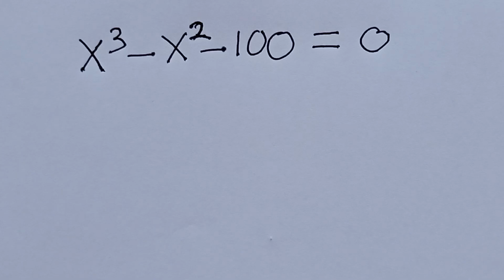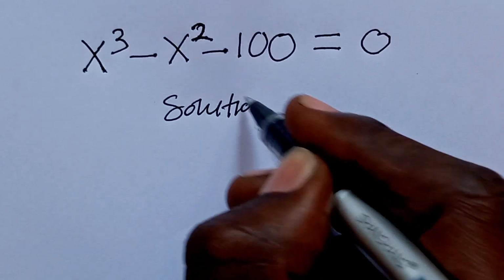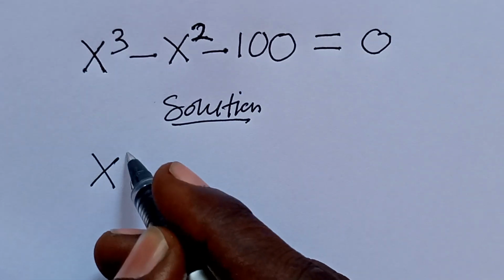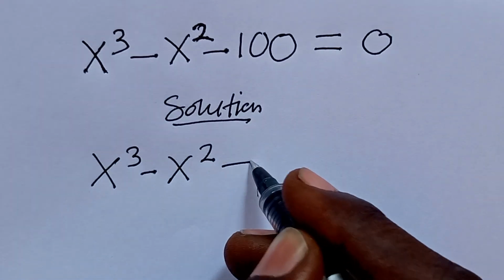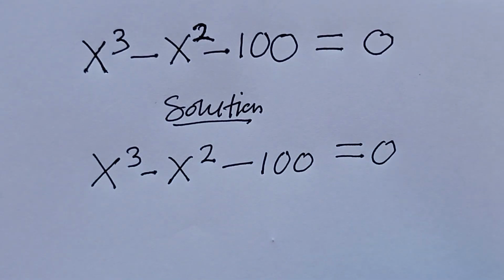We're going to be solving for x in this particular question. So let's write down our solution. We have x cubed minus x squared minus 100 equals 0. So this is what we have.